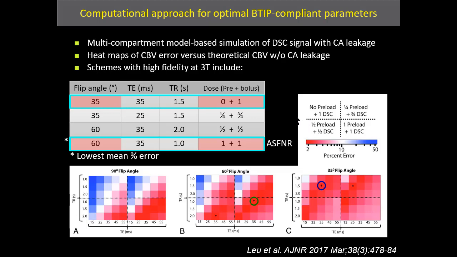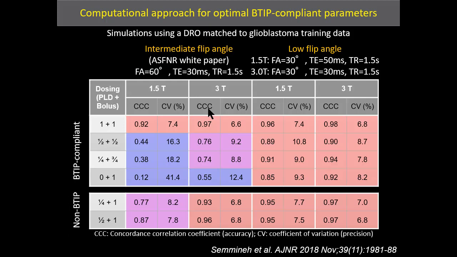Ben Ellingson's group at UCLA performed model-based simulation of DSC signal with contrast agent leakage, and they generated heat maps of CBV error versus theoretical CBV without contrast agent leakage for various acquisition schemes. And the schemes that had particularly high fidelity included the ASFNR parameters with an intermediate flip angle, double dose contrast including full dose preload, but they also found that a low flip angle acquisition without any preload administration worked very well.